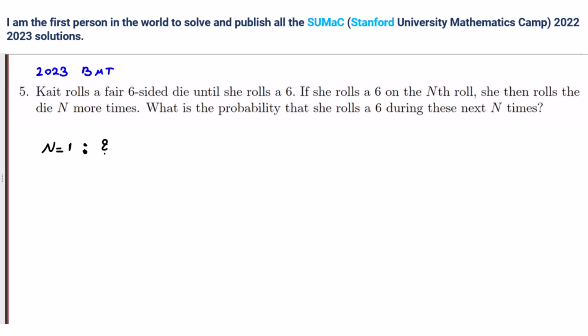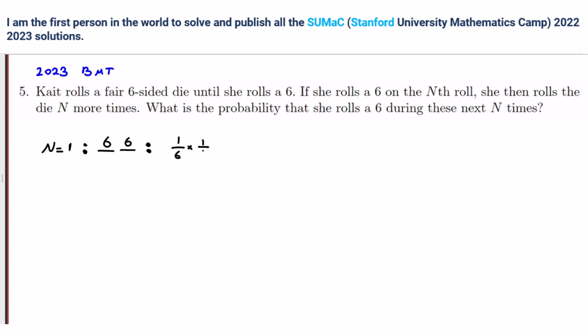If she rolls once, 1/6. It is exactly equal to 1/6, because she rolls one time and she gets a 6, and then she rolls the die one more time. And what's the probability that she rolls a 6 during the next one time? So it will be what then, the probability? 1/6 times 1/6. Yes. Understand why for n=1 it is 1/6 times 1/6?